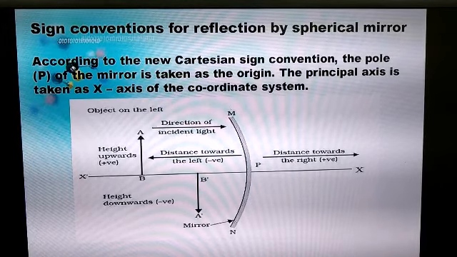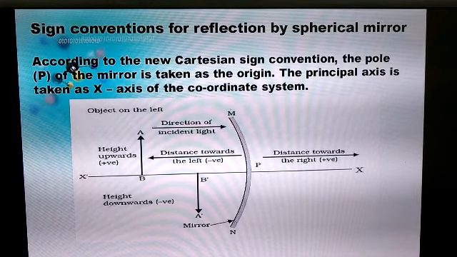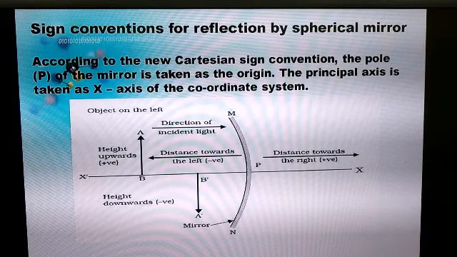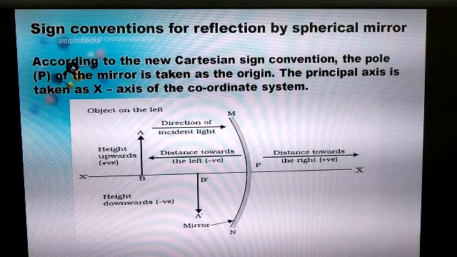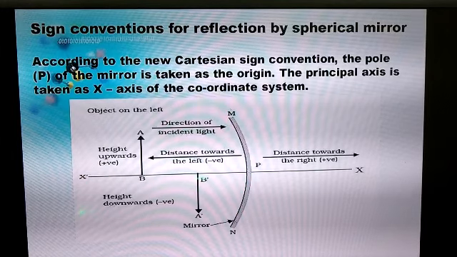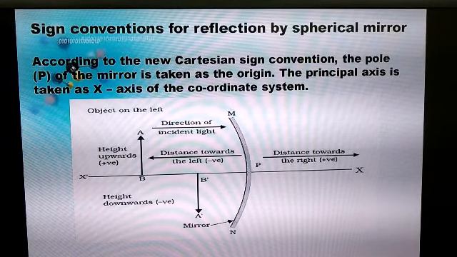So let us see the sign conventions for spherical mirrors. Conventions means a set of rules. And the sign conventions for reflection by spherical mirrors are called the new Cartesian sign convention. You can see in the image that there is an x-axis, and the mirror is kept on the x-axis. According to the new Cartesian sign convention, the x-axis is the principal axis, so the principal axis is taken as the x-axis of the coordinate system.